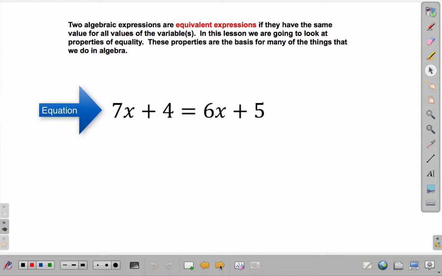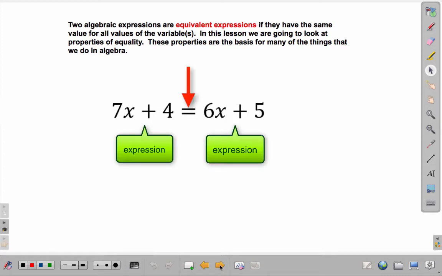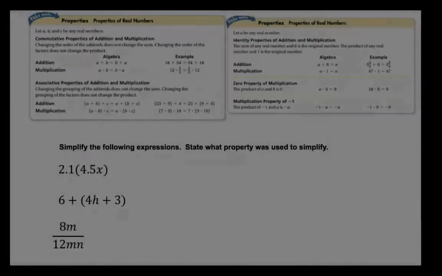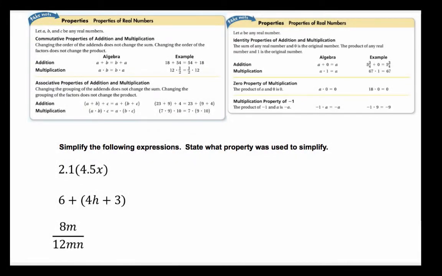So here we have an equation, and basically an equation is just two expressions connected with an equal sign. So we have an expression on the left, we have an expression on the right, and we have an equal sign in between them. The truthfulness of this equation depends on the value of x, and we'll get into that more later. But for now, we just need to understand that an equation is just two expressions set equal to each other.